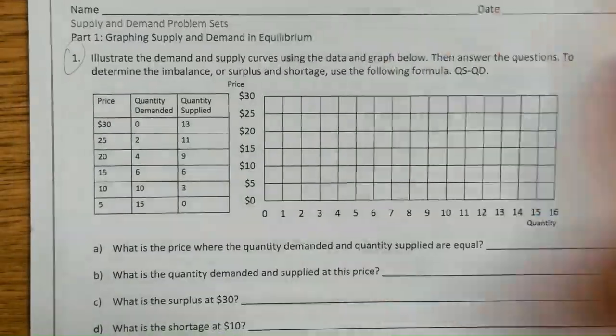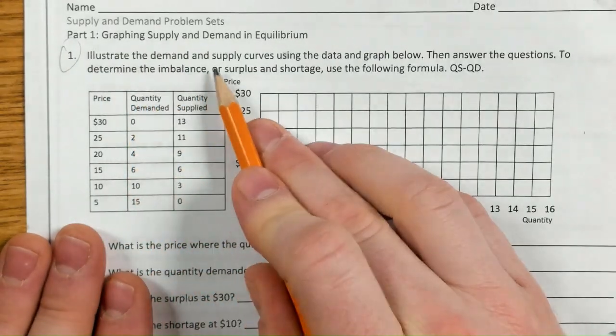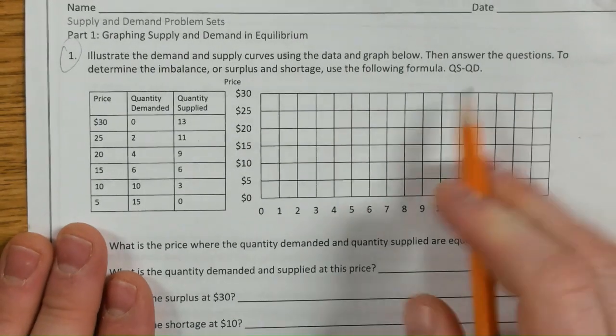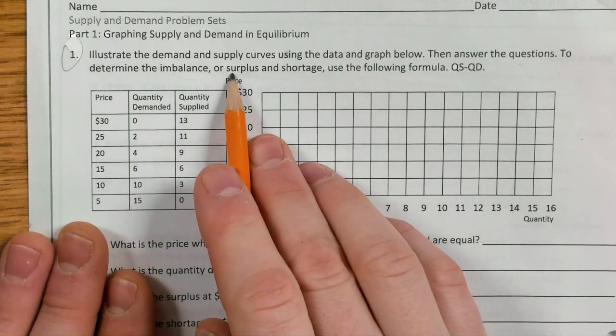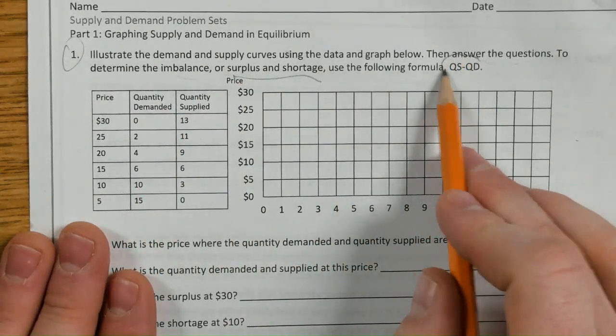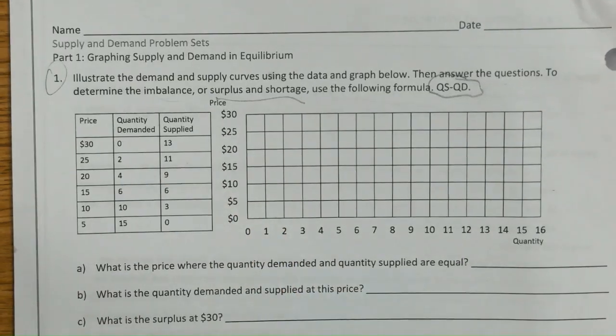The first step when we look at this problem is to read the directions. We need to illustrate, which means draw, the demand and supply curves using the data. Okay, that's part 1, and then we're going to answer the questions. And then lastly, when we determine the surplus or shortage, we have a formula to use. So we'll use those for these questions right here. But first, let's graph the data.